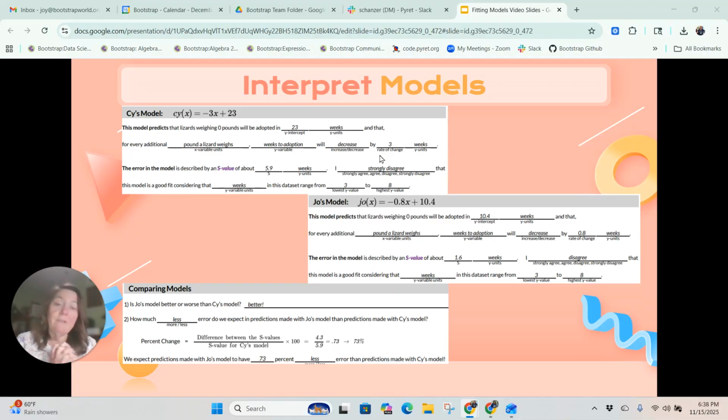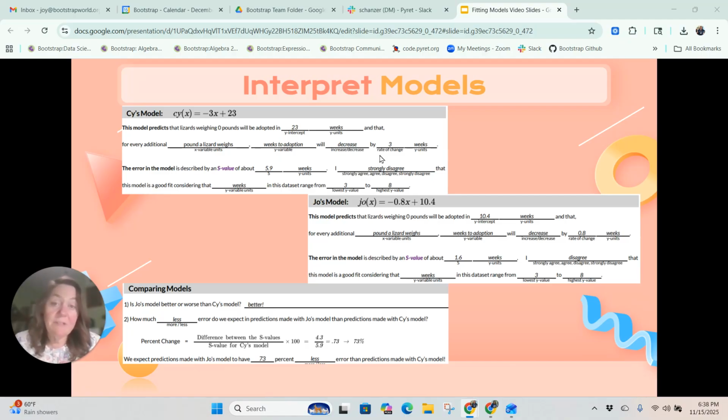So let's come back now and look at everything we've learned about fit model and what S is, and come back to Cy and Joe. We give a closed sentence structure for students to learn how to interpret the error and how to compare. The error for Cy was 5.9 weeks, whereas Joe's error was 1.6 weeks. So with that, we have the comparing models sentence at the bottom. You see the structure there. Then Joe's model was better. It had a better S value, so they'll learn to see that.